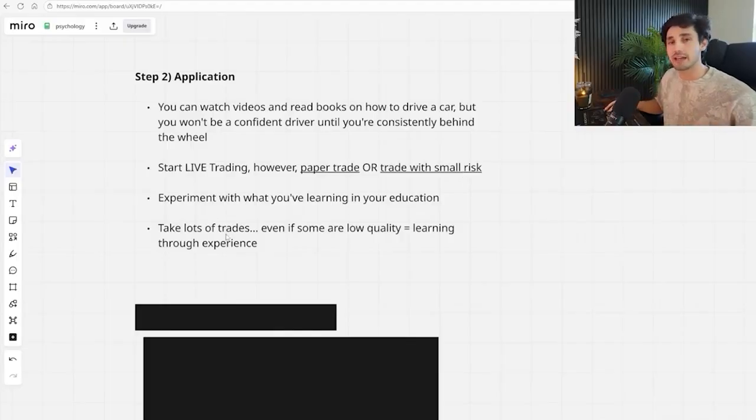And you want to take a lot of trades. You want to experiment with your strategies. Even if some of the setups are lower quality, that's fine. Experiment with it so you could learn through experience and just take a ton of trades and practice everything that you just learned in the education.